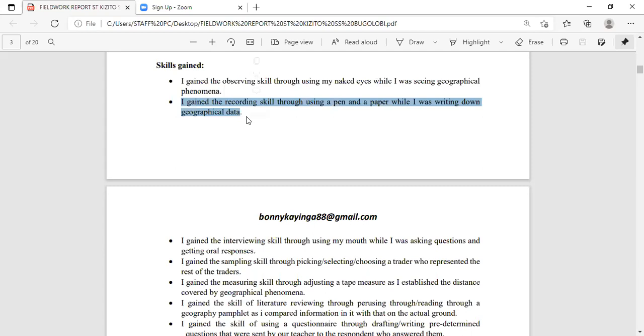Who can read for us this one? I gained the recording skill through using a pen and a paper while I was writing down geographical data. Yes, I gained the recording skill through using a pen and a paper, and wrote down geographical features as collected in the field.